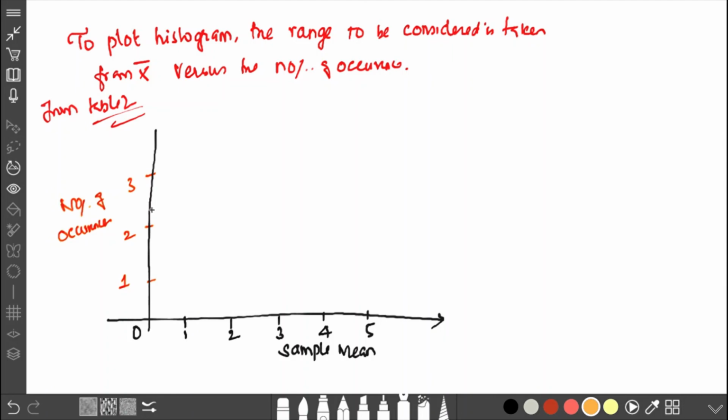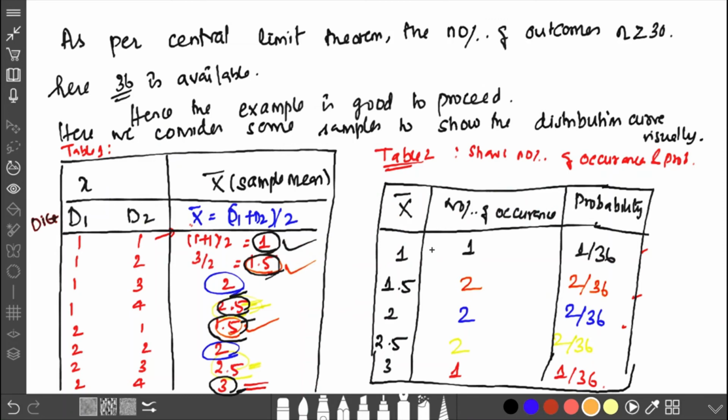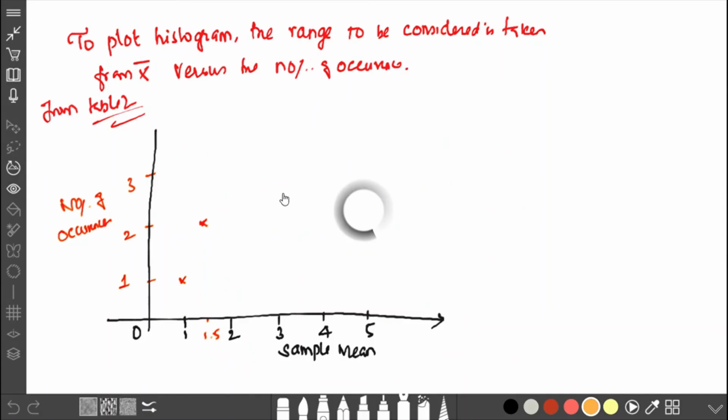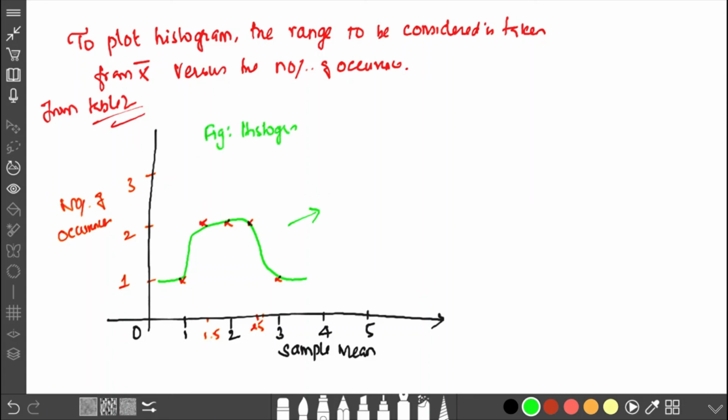Now how I am going to plot this histogram is very important. You can visualize how the central limit theorem plays a major role here. Based on table 2, I am going to draw the sample mean versus the number of occurrences. Sample mean here is x bar, the estimated value, which is taken in a range of 1 to 3. I have just given 1, 2, 3, 4, 5 so you can easily visualize the values. Number of occurrences is taken on the y-axis and sample mean on the x-axis. Here for 1 we get 1, for 1.5 we get 2, for 2 also 2, for 2.5 it is 2, and for 3 it is 1.